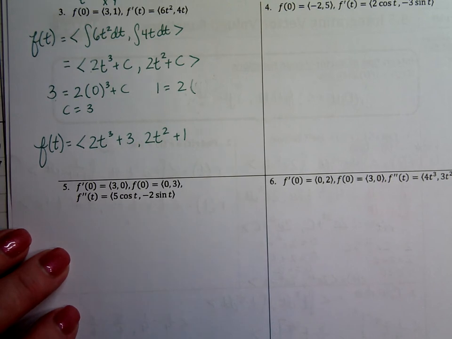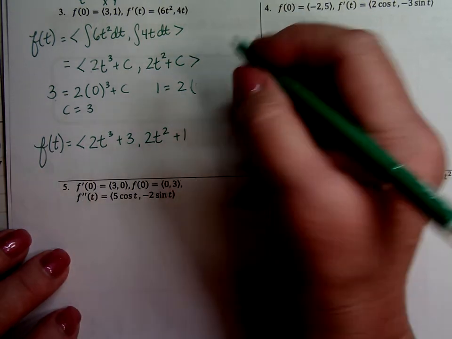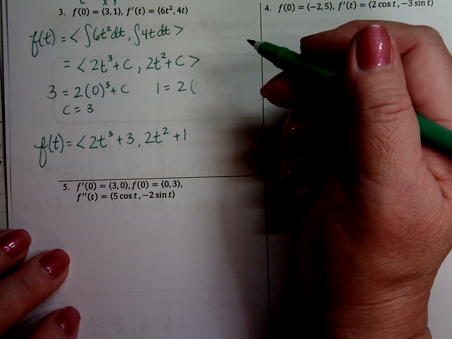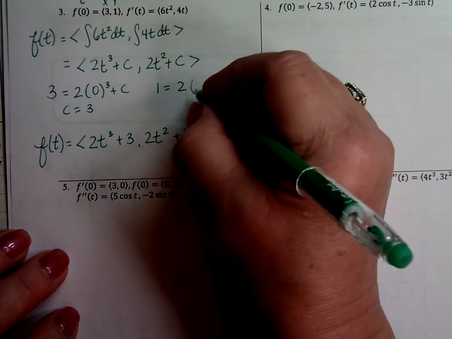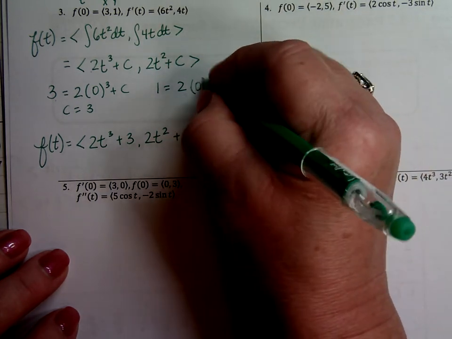2t squared plus c. I think I did my example problem wrong when I did it myself. So again, if I plug this in, 2t squared plus c, I think I'm going to go with what I said, that my answer originally was wrong.